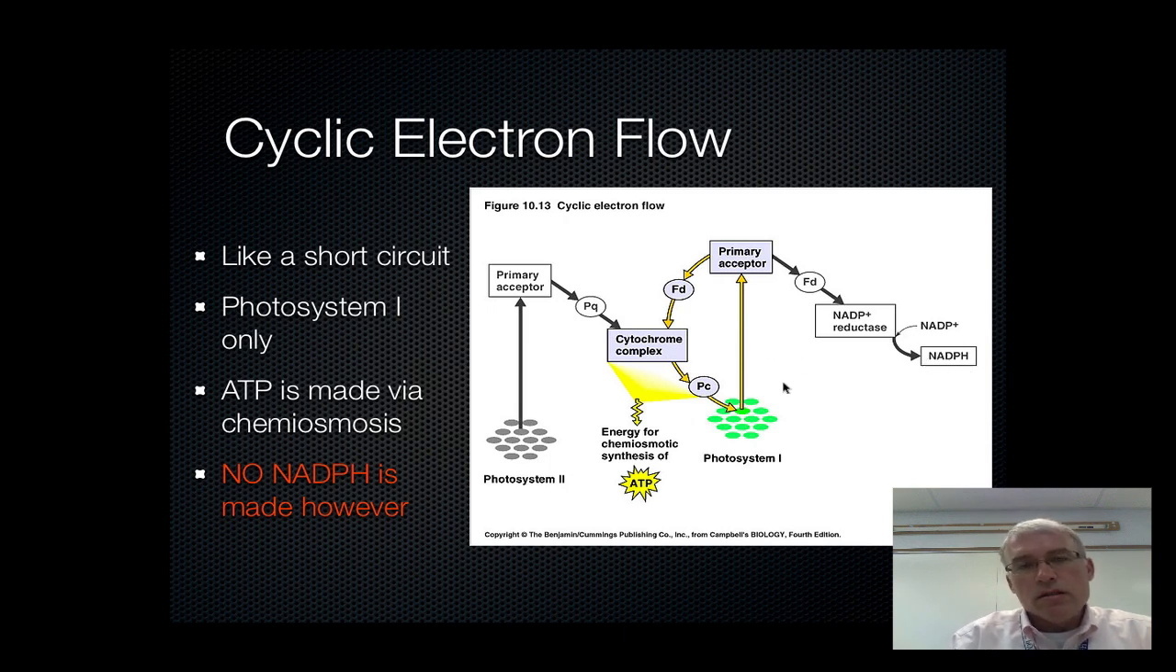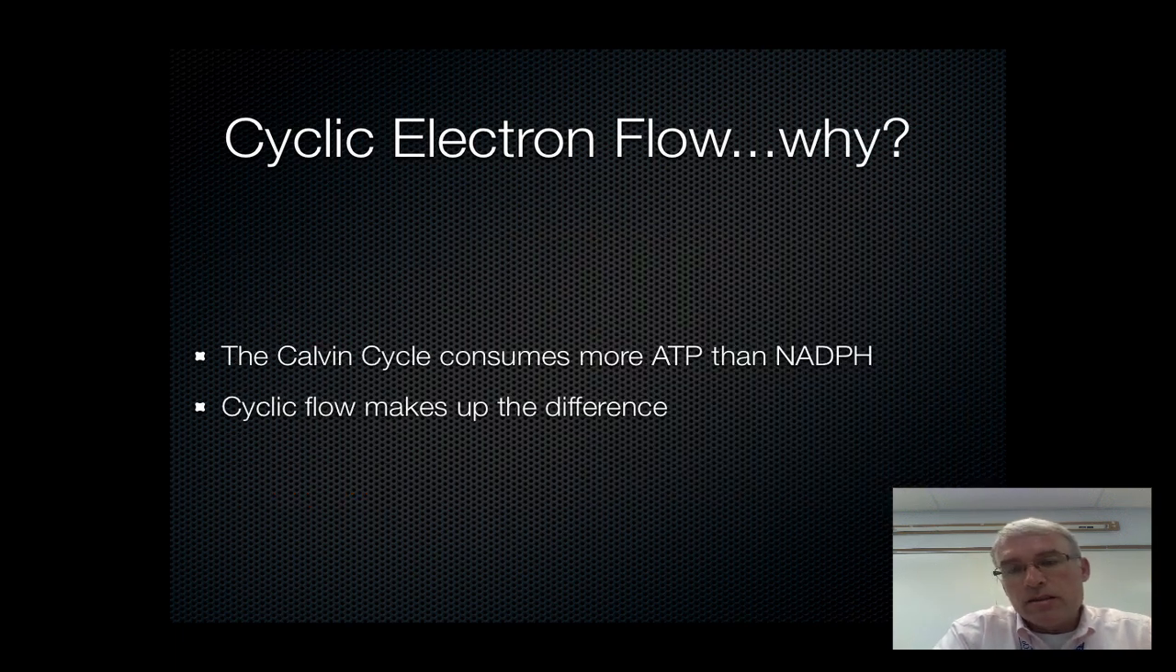Now, electrons can also flow in a cycle in the photosystem, and this doesn't produce any NADPH, but it does make ATP. So it's kind of like a short circuit. The electrons are bouncing out of photosystem 1 and then falling back into photosystem 1, and in the process making some ATP. Now this cyclic electron flow is important because more ATP is needed than NADPH by the Calvin cycle, which we're going to talk about later. And because the system needs more ATP than NADPH, this is a way for photosynthesis to make a lot of ATP without producing too much NADPH.